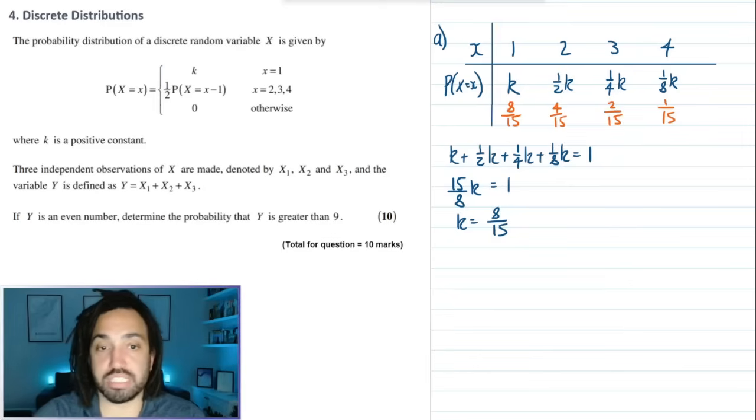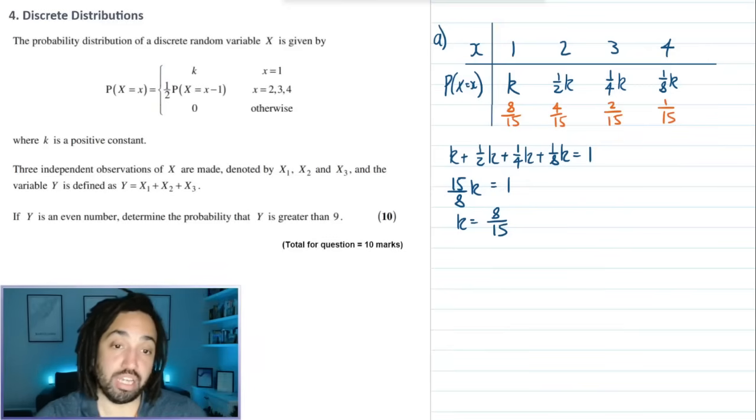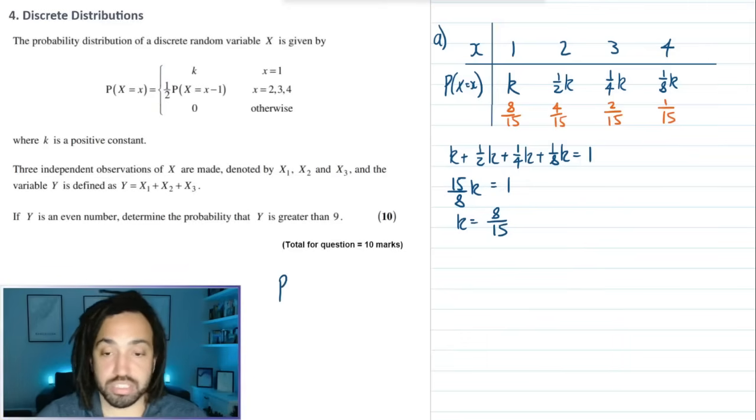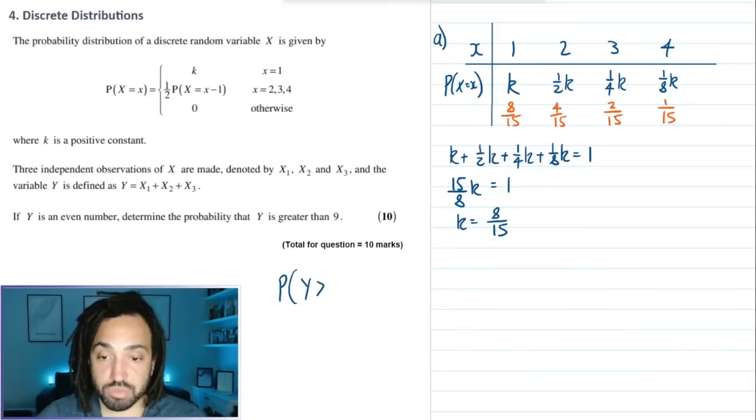Right, now it says that we are going to take 3 independent observations of x. So we're going to run this game 3 times, and with all of our 3 outcomes, we're going to add them up, and that will be our final value, which we're going to call y. So we need to work out, given that y is an even number, the probability that y is greater than 9.